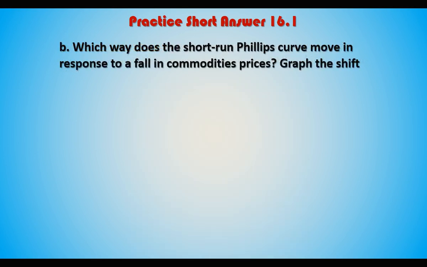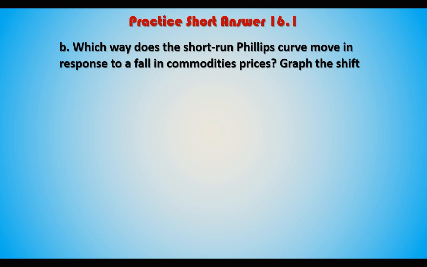Which way does the short run Phillips curve move in response to a fall in commodity prices? Graph the shift. So a fall in commodity prices, what does that do to aggregate supply? So which direction is that? It's to the right, right? Because commodity prices have gone down. So we're talking about oil, steel, the things that firms use to produce, like the basic ingredients of production. And if the prices of those things are going down, firms are going to produce more at any given price level. So aggregate supply will shift to the right.